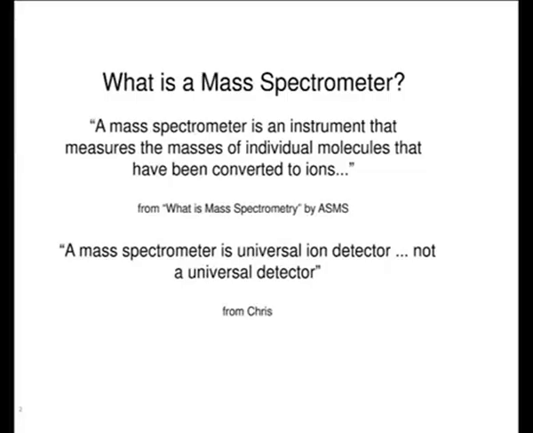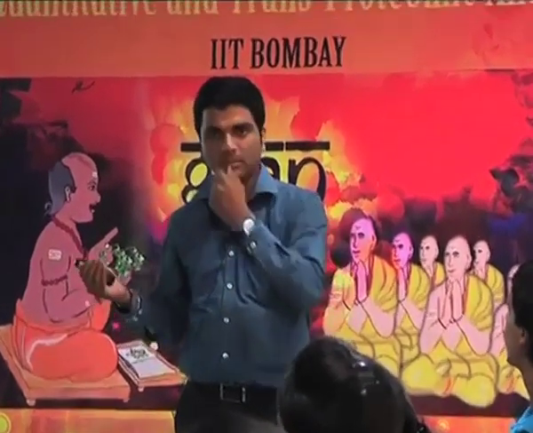Therefore, you have to make conditions feasible for the ionization of your compound. It does not mean that you can analyze each and every compound present in the sample. You have to make sure that at least the targeted compound ionizes, and this ionized compound you can separate based on mass to charge ratio, and you can do the analysis, qualitative as well as quantitative. How to ionize your compound and how to separate it, we are going to discuss later. But basically, a mass spectrometer is a universal ion detector.